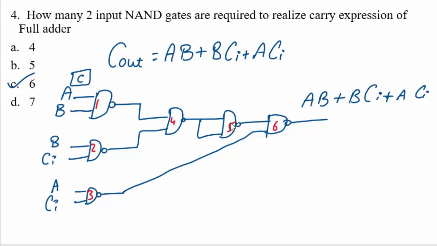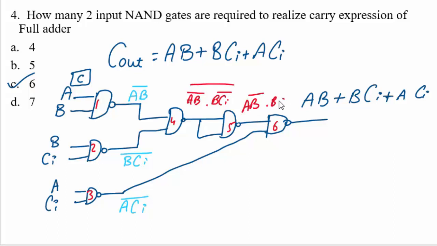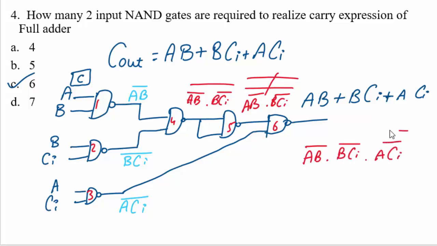You should note the truth table and logic expression for a NAND gate. For a NAND gate, the output will be AB the whole bar. Here it is B times carry input the whole bar. Here it is A times carry input the whole bar. So what you will be getting is AB the whole bar into B carry input the whole bar into A carry input the whole bar, where the double bar can easily cancel.